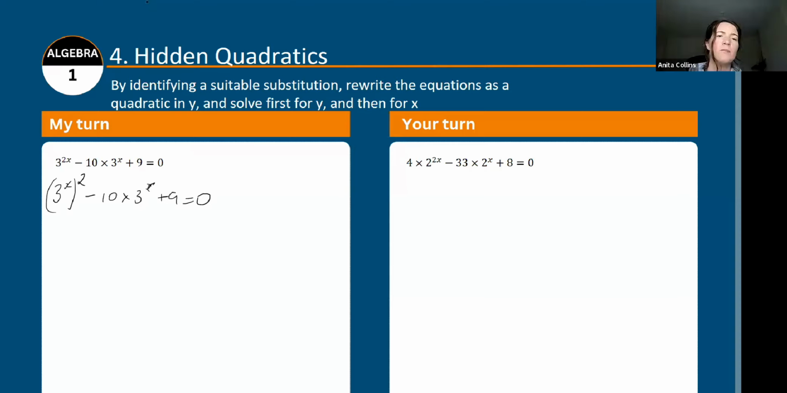So maybe it's feeling a little bit more like a quadratic. I've got a something squared and then just the something and the constant. 3 to the x squared, 3 to the x term and the constant. So what I'm going to do now is I'm going to do a substitution. I'm going to let y be equal to 3 to the x.